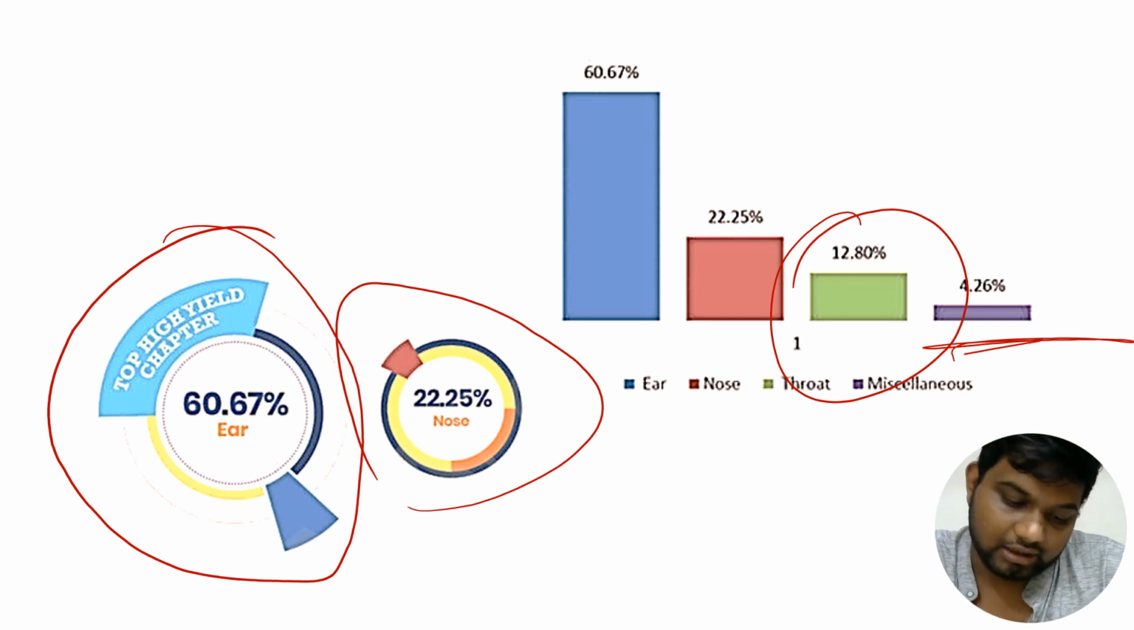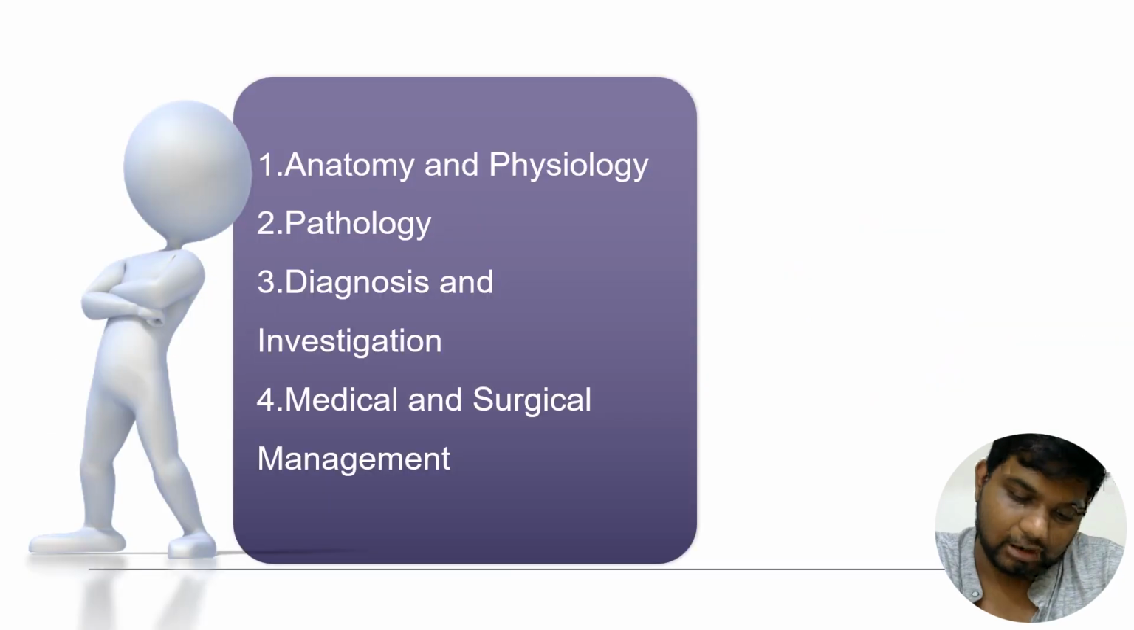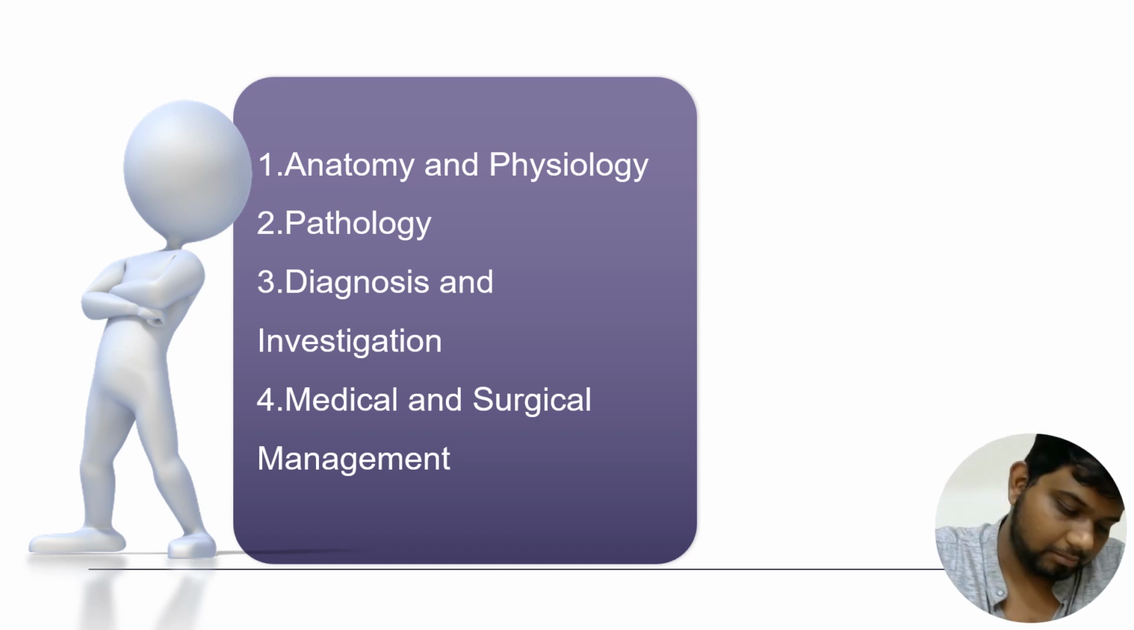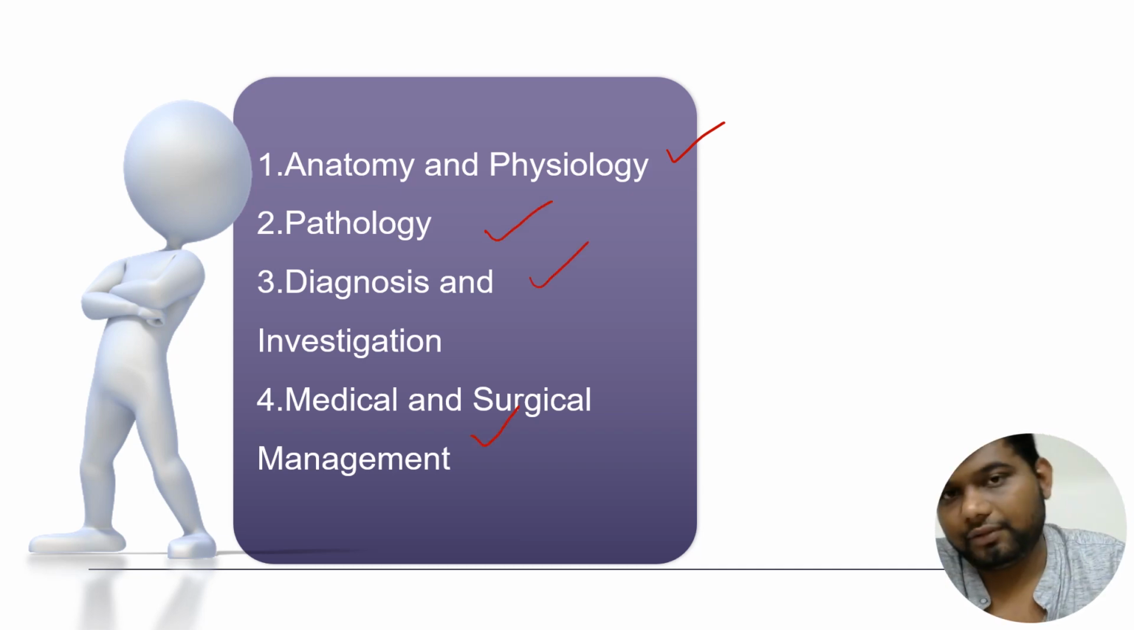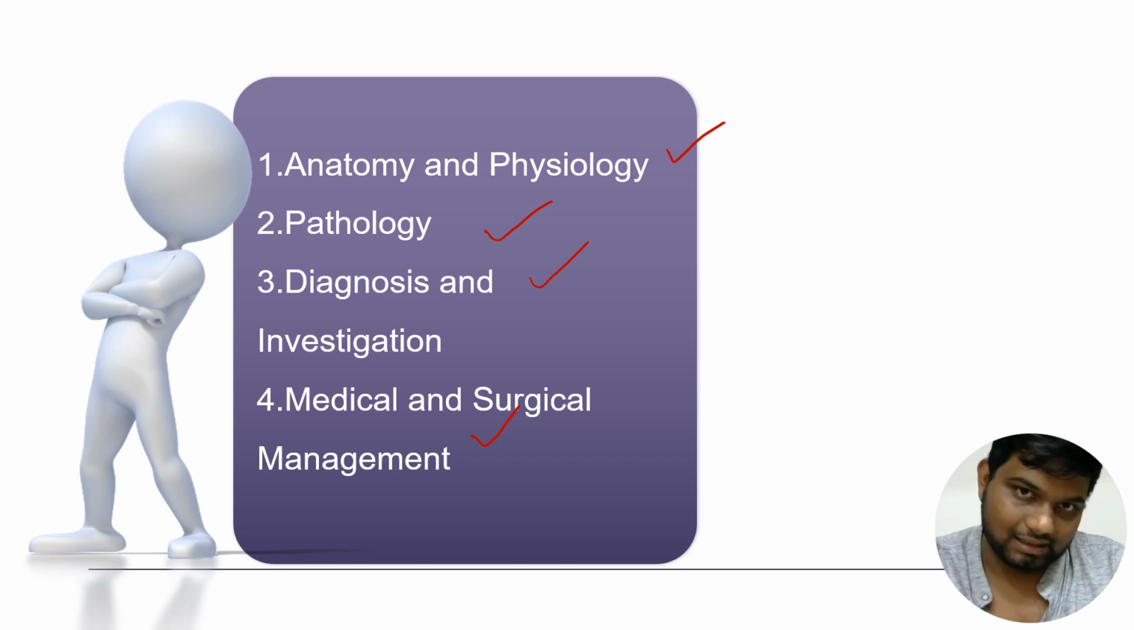So we divide the ENT same like ophthalmology: anatomy and physiology, followed by pathology, followed by diagnosis or investigation, and followed by medical and surgical management. Same like we did in ophthalmology, we are going to do it here as anatomy and physiology first, followed by pathology, followed by diagnosis and investigation, followed by medical and surgical management.